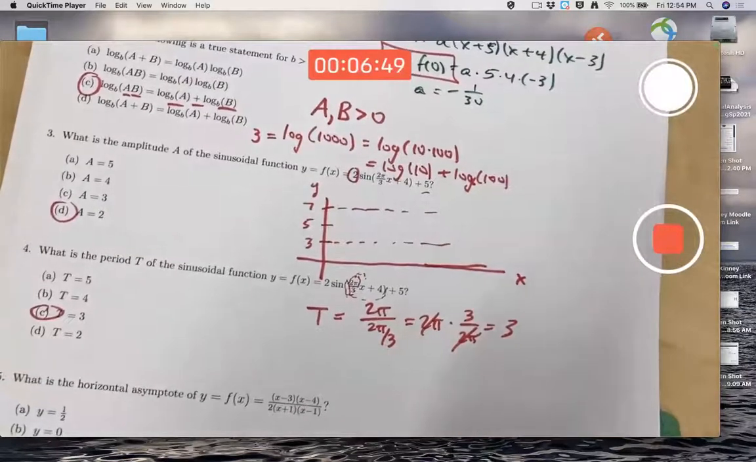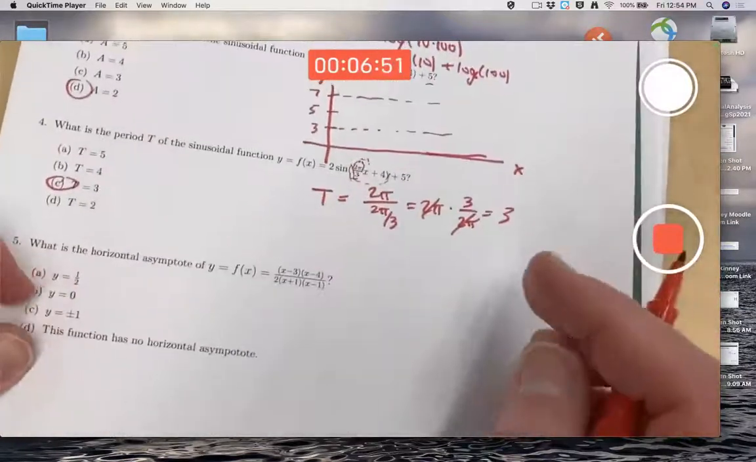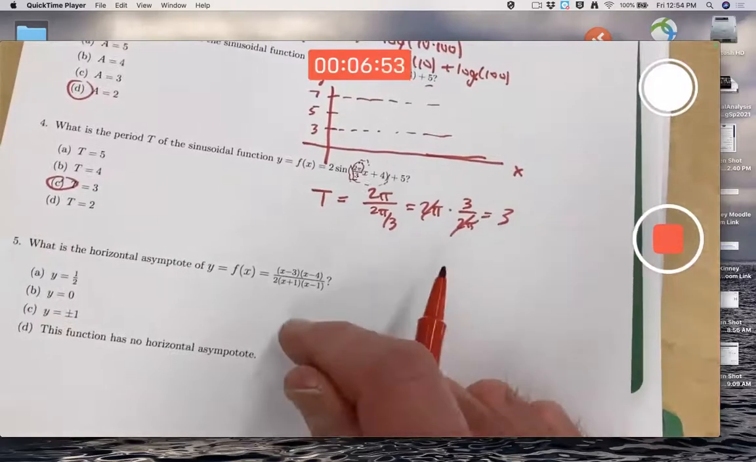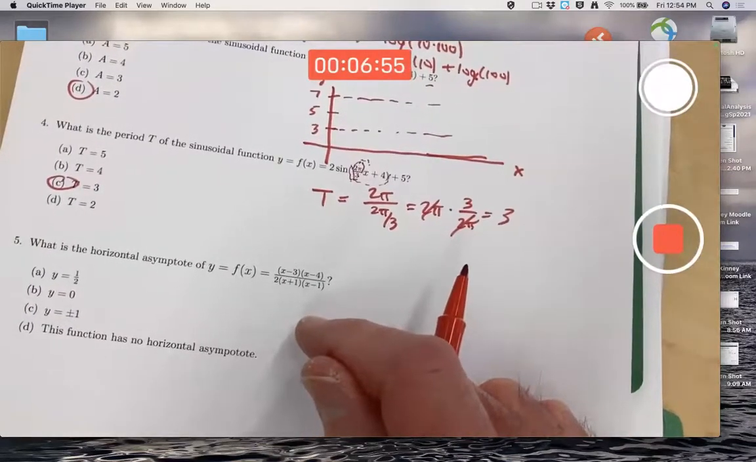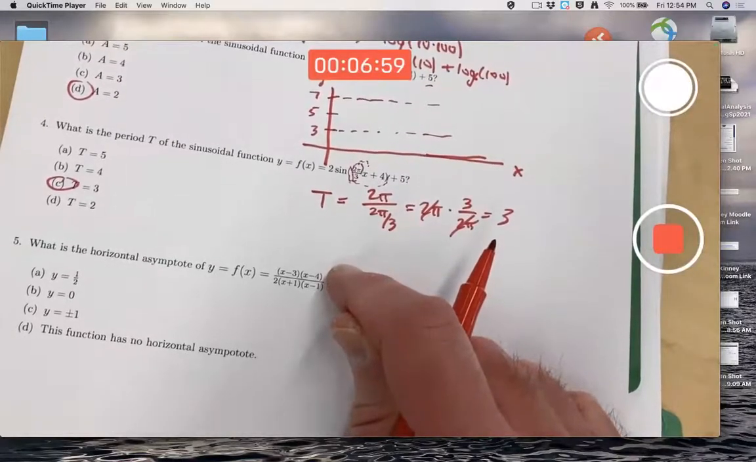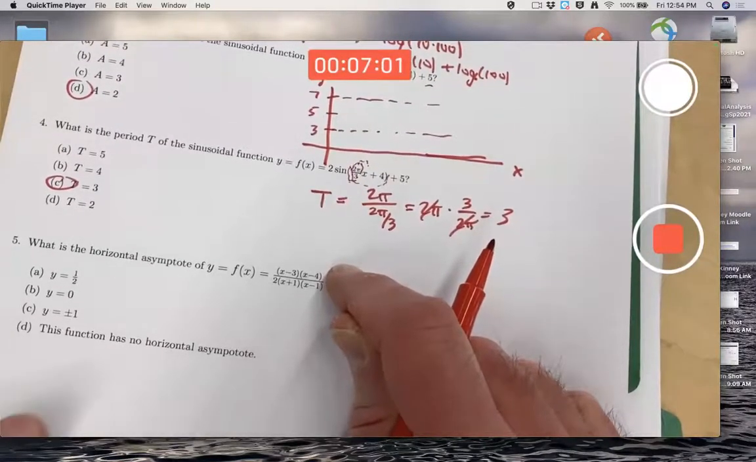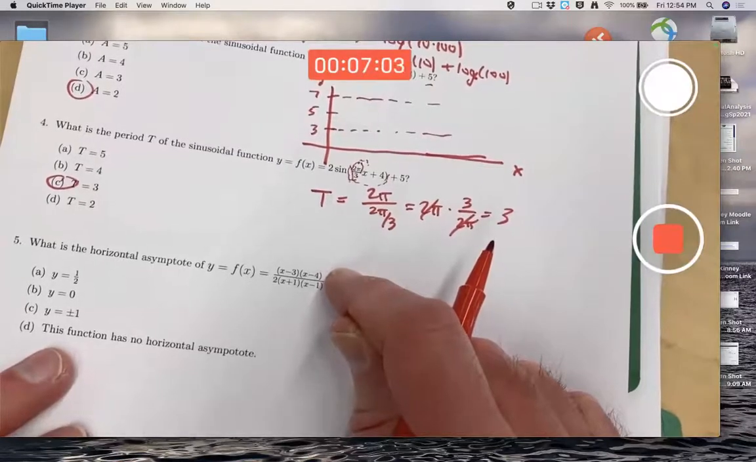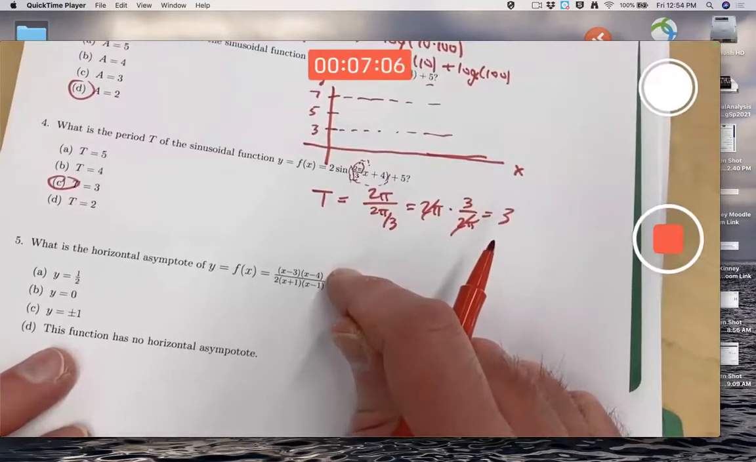We'll come back to graphing it here in a second. This one, what's the horizontal asymptote? It is a rational function where the degree of the bottom and the top are the same. Here I gave it to you in factored form. On the exam, it might not be in factored form. You might have to factor it.